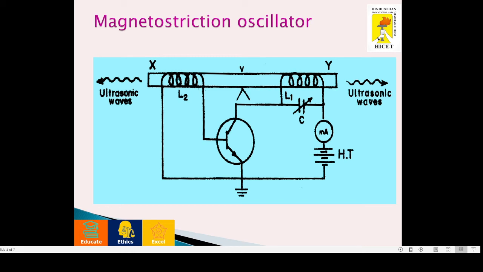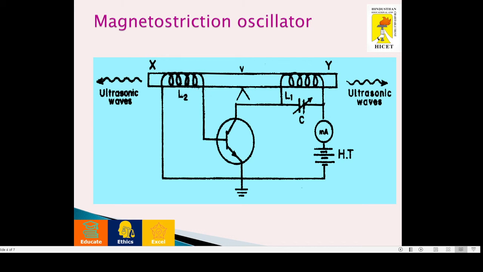The emitted current is given to the input of the tank circuit by adjusting the variable capacitor. That means the resonance frequency of the resonance circuit has to be equal to the frequency of the vibrating rod. If these two frequencies are equal, the ends of the ferromagnetic substance start to produce the ultrasonic wave.